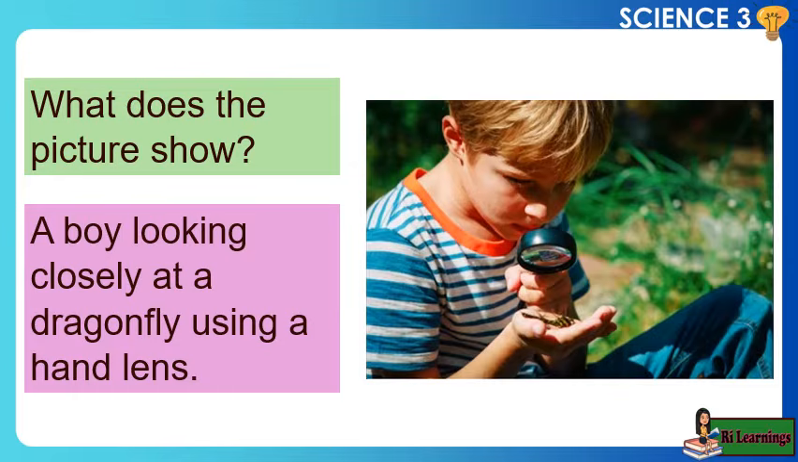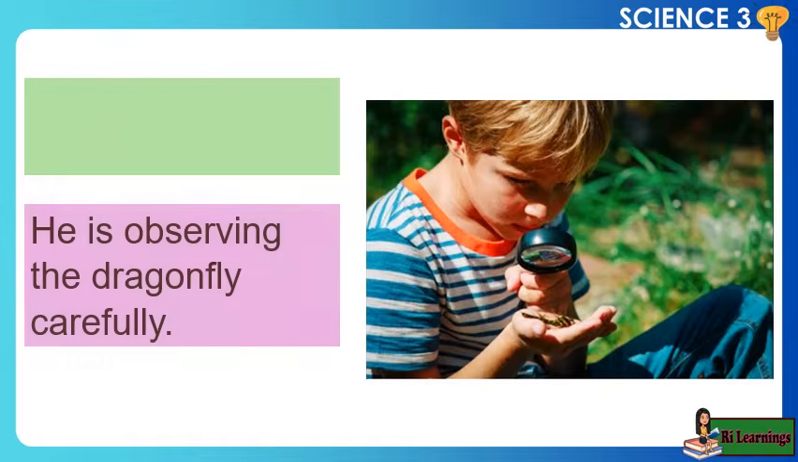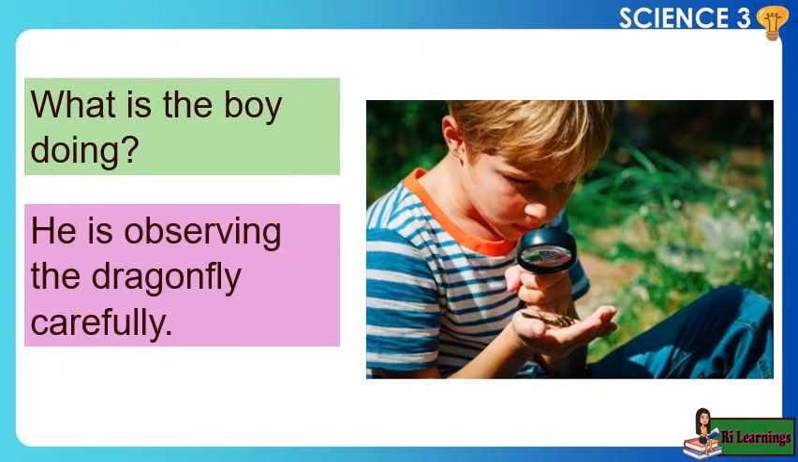What does the picture show? A boy looking closely at a dragonfly using a hand lens. What is the boy doing? He is observing the dragonfly carefully.